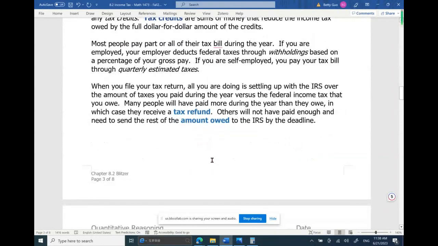When you file your tax return, you are settling up with the IRS over the amount of taxes you paid during the year versus the federal income tax that you owe. Many people will have paid more during the year than they owe, in which case they receive a tax return or tax refund. Others will not have paid enough and need to send the rest of the amount owed to the IRS by the deadline.